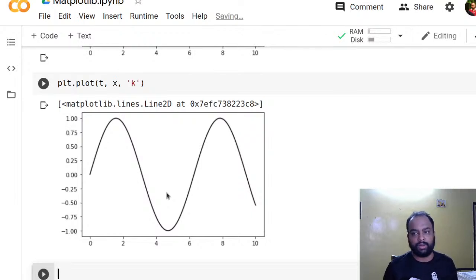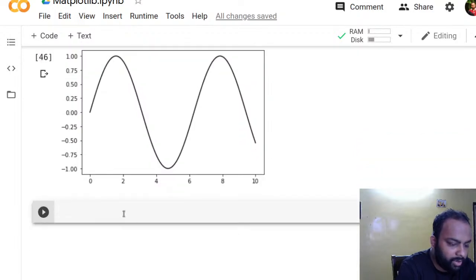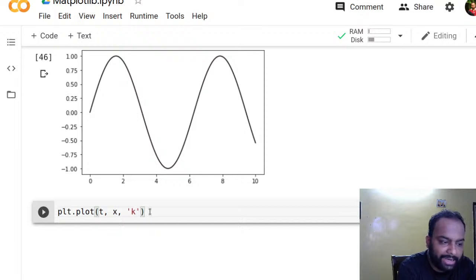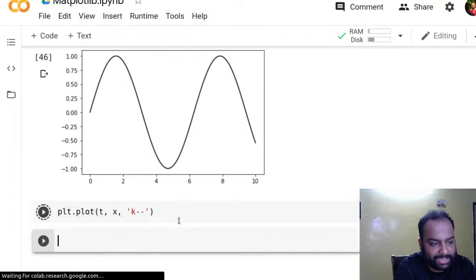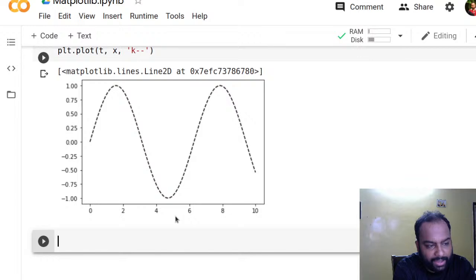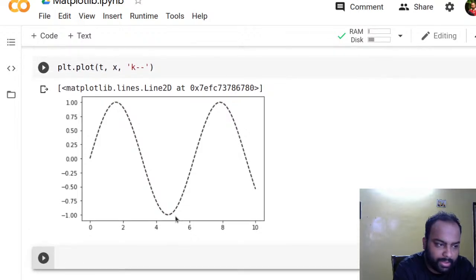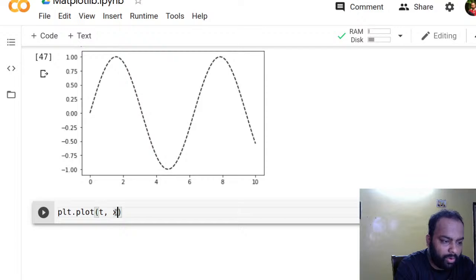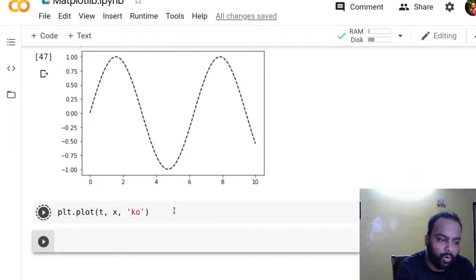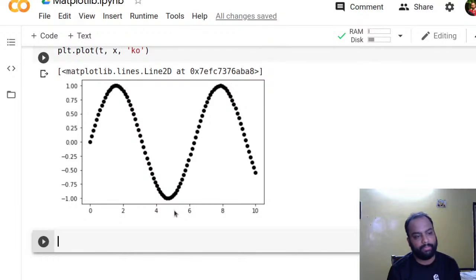Nice. Good. So we have talked about colors. We have talked about marker styles. We have talked about line styles. Let's talk about combining them. So what if I want the plot to be in black, and what if I want dashed lines? So black dash lines, so K dash dash, it will be black dash lines, right? Okay, maybe I just want to combine, so I want to make them black and circles. That will be K O, right? Black circles.